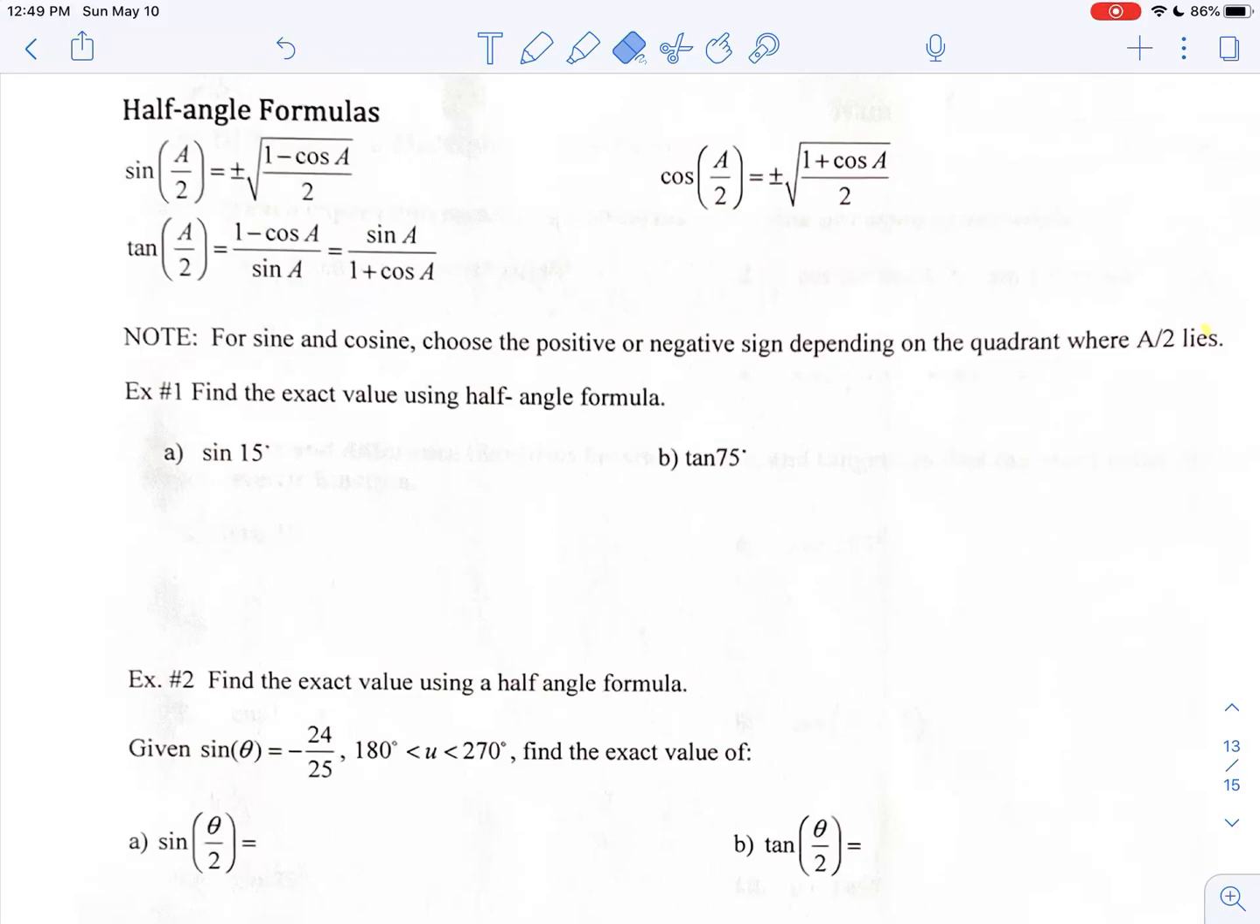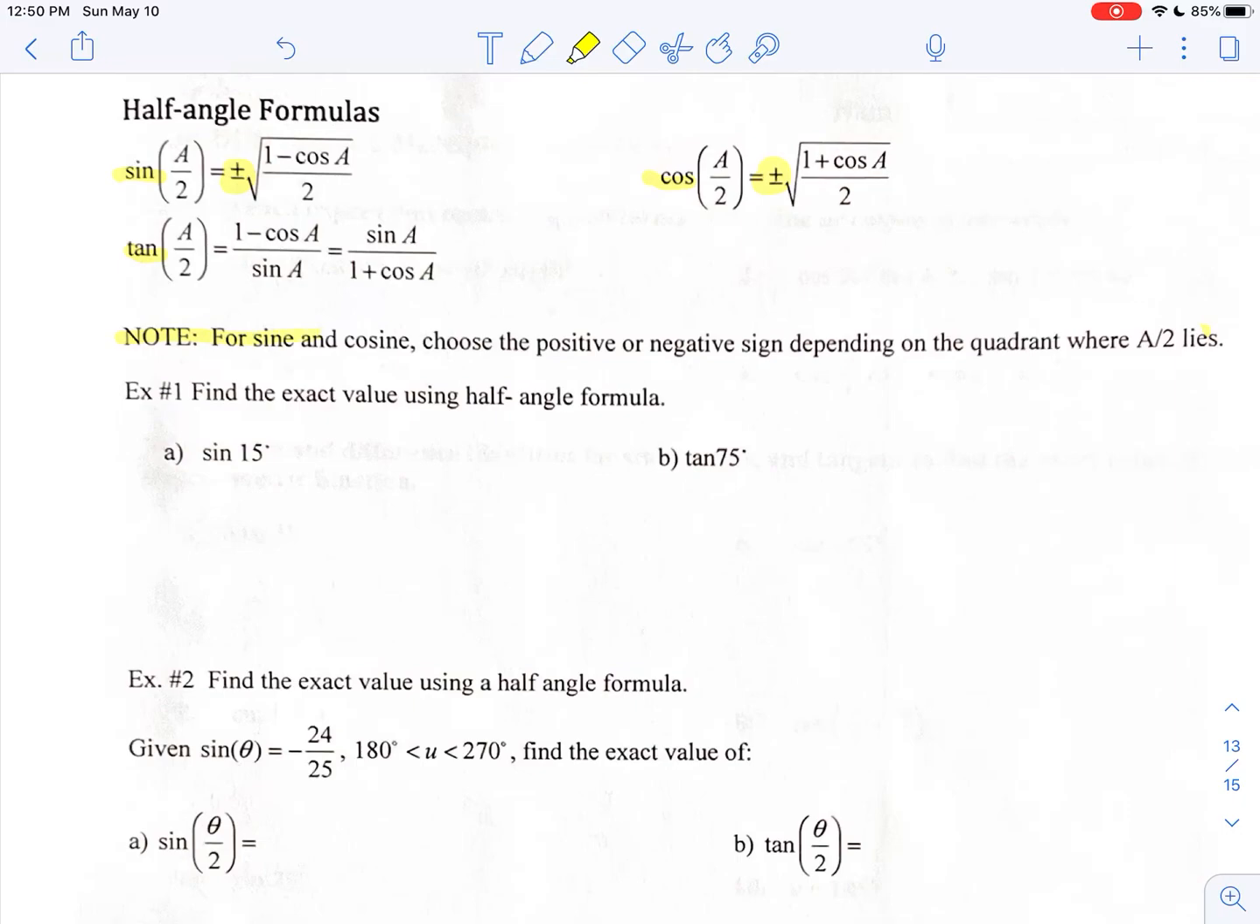We're on page 11 of the chapter 14 packet, and we'll be discussing the half angle formulas. There's 3 half angle formulas, one for sine, one for tangent, and one for cosine. For sine and cosine, you'll notice that there's a positive or a negative version to the answer. You want to pick the appropriate sign based off of where the half angle lies.